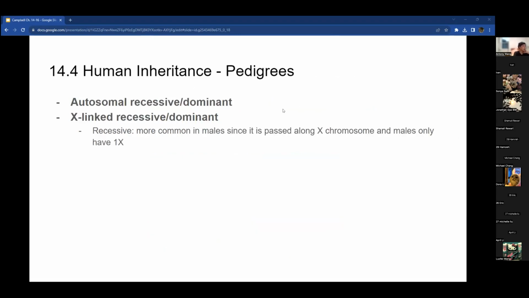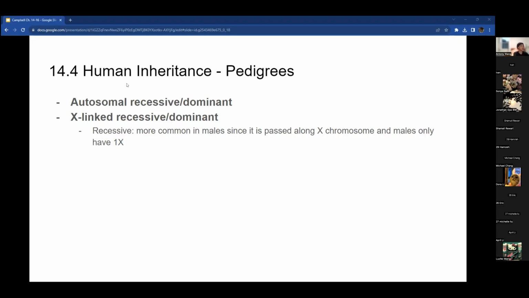Here are some human inheritance patterns. Generally, when we talk about inheritance, you have two types of chromosomes, right? You have your autosomes, which are the 44 chromosomes that determine somatic cell functions, and then you have your sex chromosomes, two sex chromosomes.